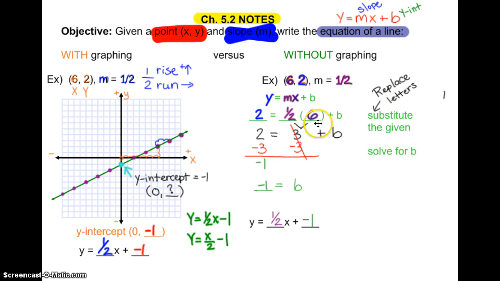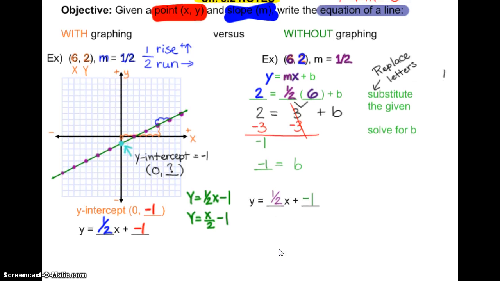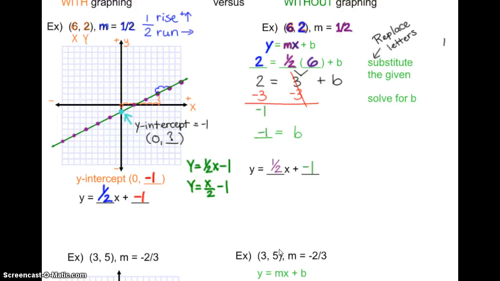Given the slope of 1/2, I place that in front of the x as well, and I've arrived at the same answer. So whether you graph or you don't graph, whether you use the formula or don't use the formula, you could still write the equation of a line. Let's try another example.